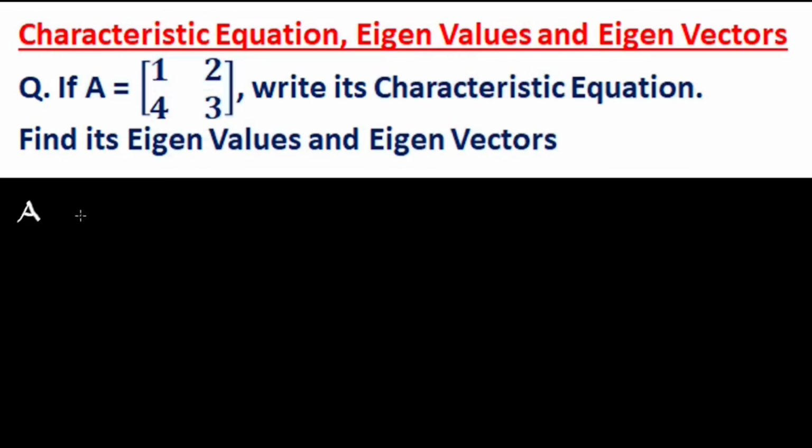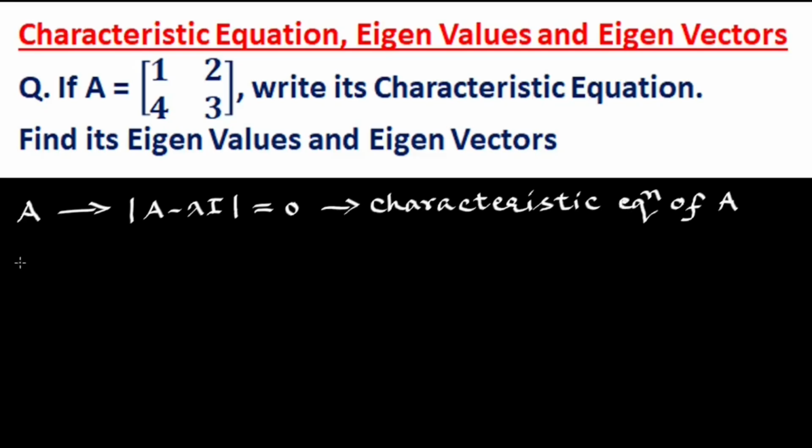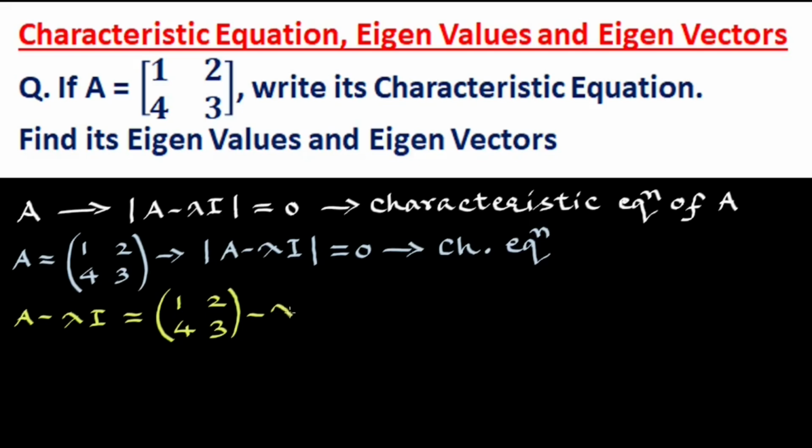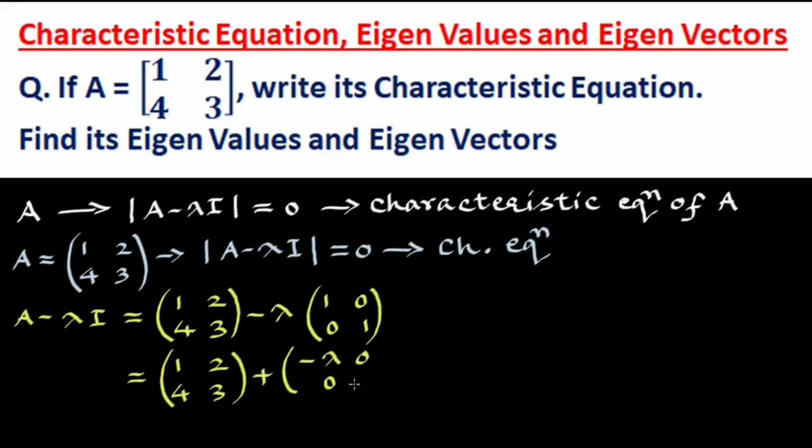If A is a given matrix, then determinant of A minus lambda I equals 0 is known as characteristic equation of matrix A. So, if A is matrix 1, 2, 4, 3 as given in the question, then determinant of A minus lambda I equals 0 gives us its characteristic equation. So, A minus lambda I will be matrix A minus lambda times unit matrix 1, 0, 0, 1. That will be matrix 1, 2, 4, 3 plus matrix minus lambda, 0, 0, minus lambda.